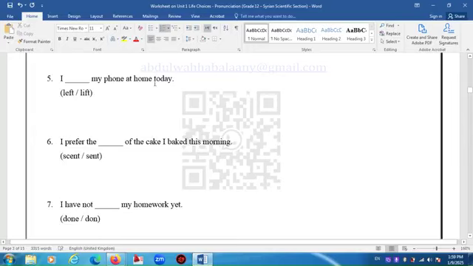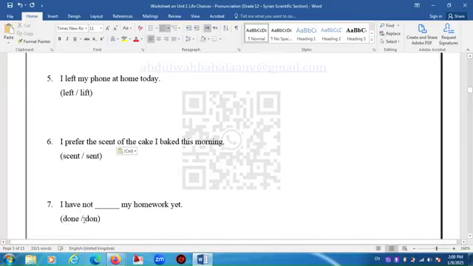Number 5. I my phone at home today. Is it I left or I left? And remember, today. I forgot it. I left it. I left my phone at home today. Number 6. I prefer the scent, the odor, or the scent, the past of send, of the cake. I prefer the odor, the smell, the good smell, of course, of the cake I baked this morning.